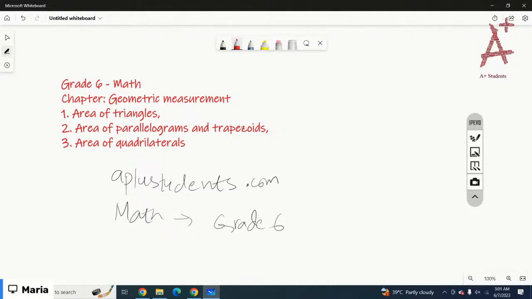We're going to start with the chapter geometric measurement, and the lessons we're going to cover today are area of triangles, area of parallelograms and trapezoids, and area of quadrilaterals. So let's start with the first lesson, that is area of triangles.